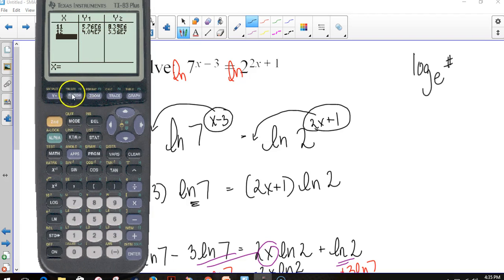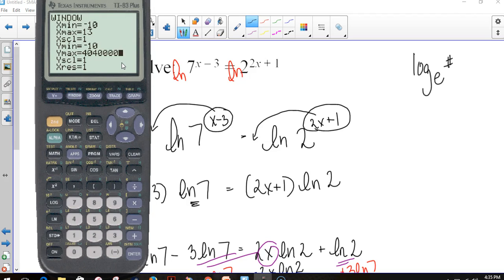So when I go to my window now, I know I'm crossing somewhere between the 11 and the 12, so I'm going to make this, how about a 13? And my y max needs to be really big. So let's say 404, 1, 2, 3, 4, 5. And we'll make the y scale maybe like 1,000. When we hit graph, there's our first curve of the 7 to the x. And here comes the 2.